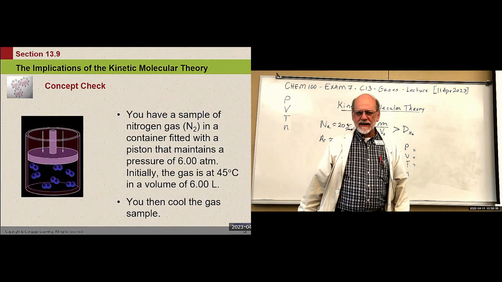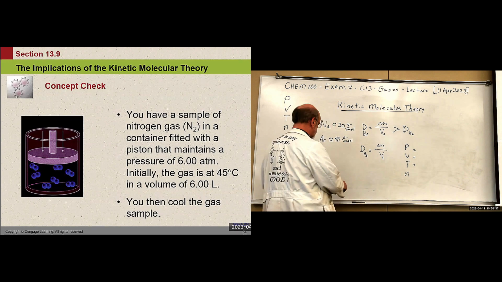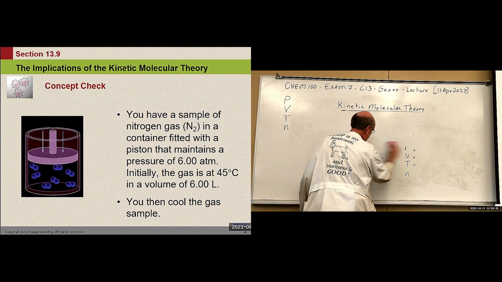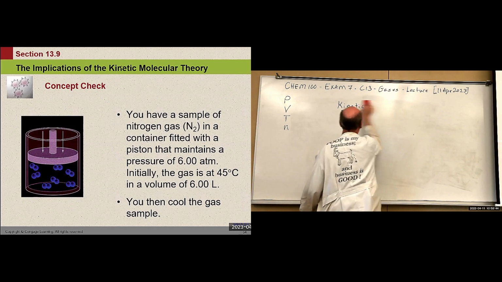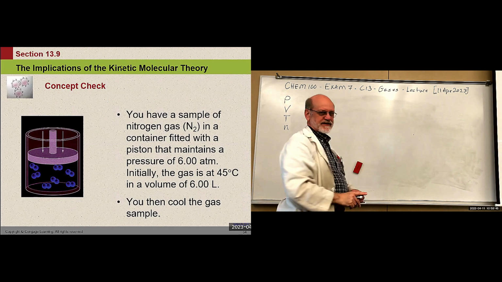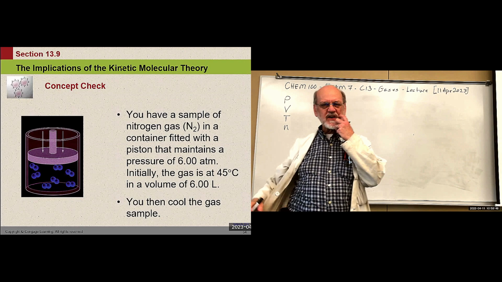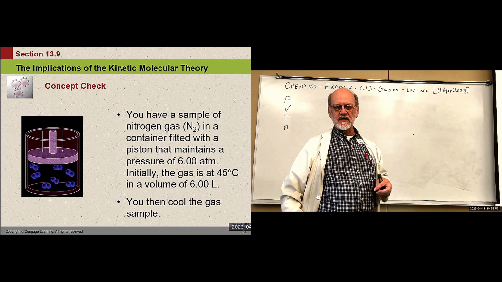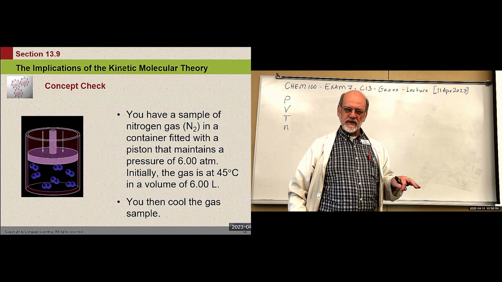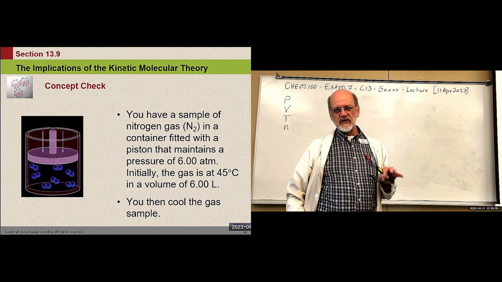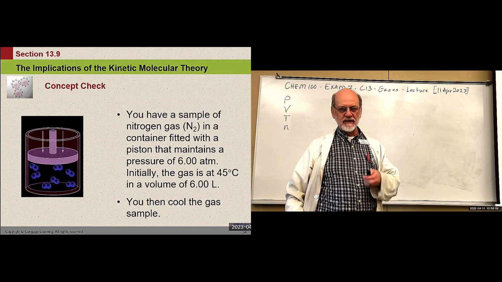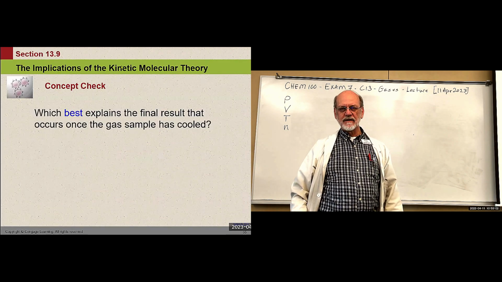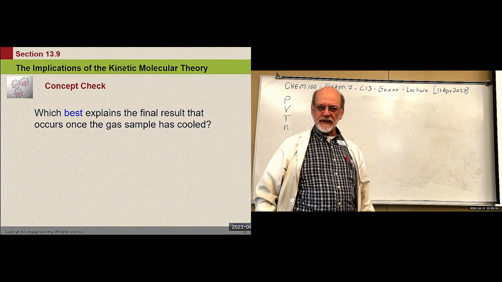Okay, let's see, we have a sample of nitrogen gas in a container fitted with a piston that maintains a pressure of 6 atmospheres. The gas is at 45 degrees and a volume of 6 liters. You then cool the gas sample. All right, what's going to happen to the gas sample? What is the final result that occurs once the gas sample is cooled?